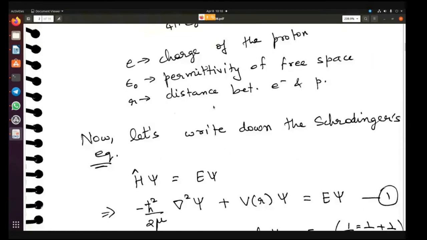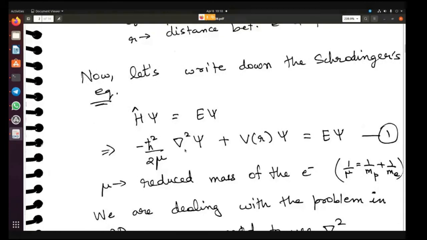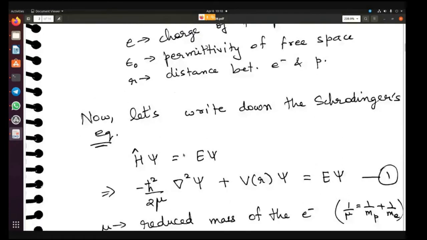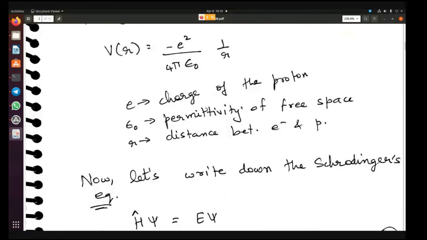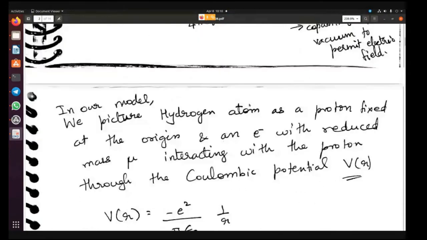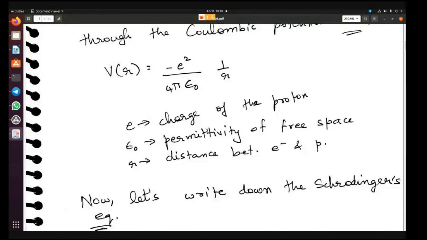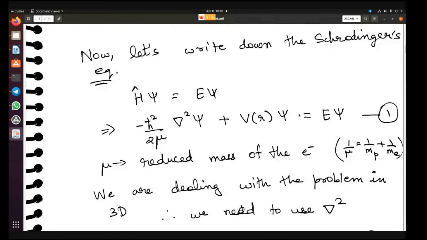So this is our Schrodinger equation. Instead of minus h cross square by 2m, we will use minus h cross square by 2 mu, where mu is the reduced mass. What do we mean by reduced mass? I think I've written it somewhere. Basically, 1 by mu is equal to 1 by mass of proton plus 1 by mass of electron. This is the formula for the reduced mass, so mu is the reduced mass of the electron.